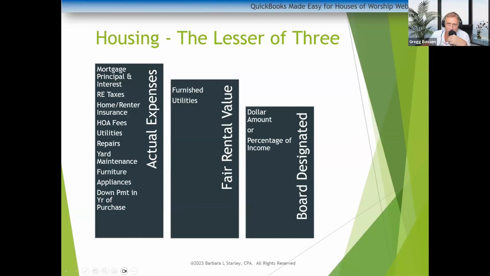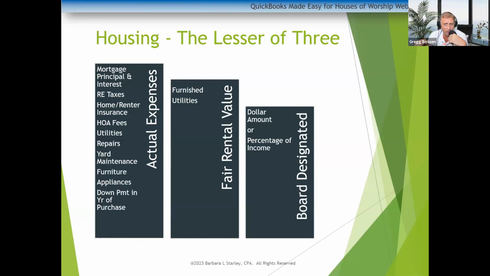Let me ask you a quick question. I think I want to put this as a chat. I'm kind of curious. The point is trying to determine what the appropriate housing allowance is supposed to be, and what you're supposed to do is pick the lower or lesser dollar amount of these three figures. And what I'm wondering is, and I'd love it if people put it in the chat, do you guys determine what the housing allowance is?